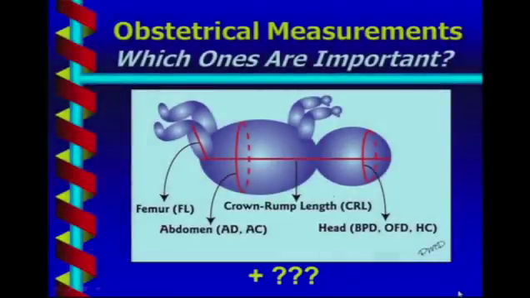So for the next half hour or 40 minutes, I'll be addressing the topic of obstetrical measurements, which ones are important. There are a number of basic measurements as illustrated on this image: the crown rump length in the first trimester, in the second and third trimesters, measurements of the head, abdomen, and femur. And I'll be talking about how to use these.